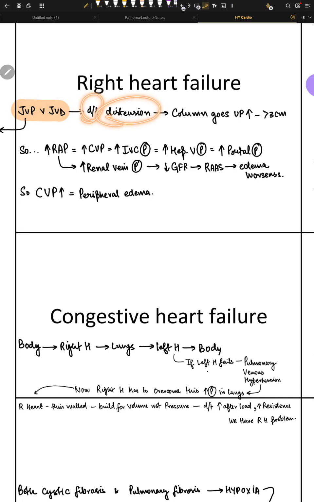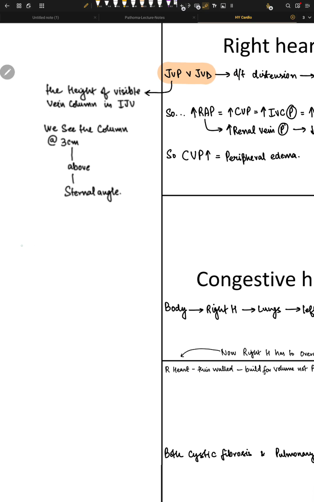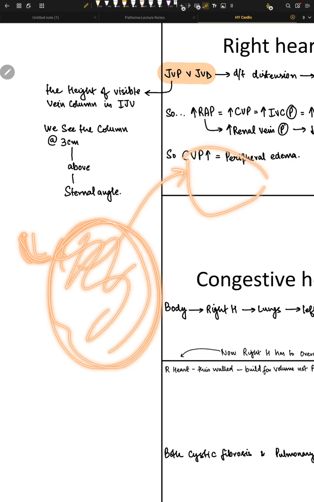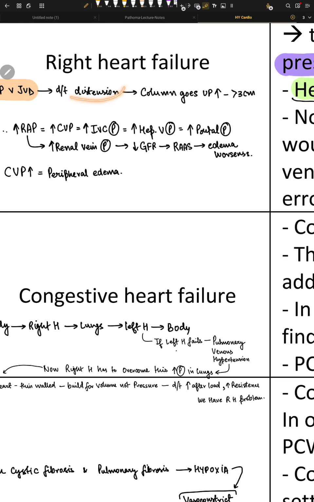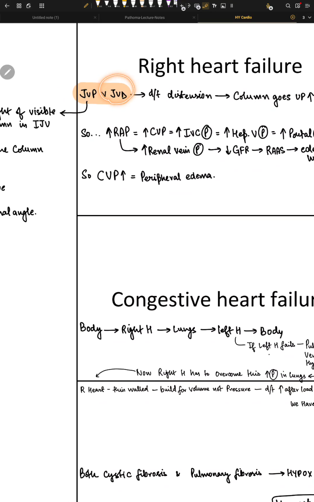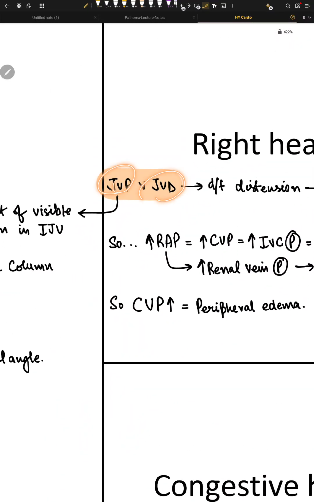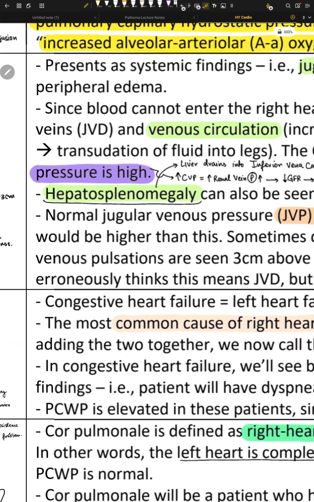Now why is there distension? Because there is some accumulation of blood. This jugular vein also flushes inside the right heart, and then the right heart pushes the fluid inside the lungs, right? So if the right heart is failing, the fluid accumulation will happen in this vein as well, and then we'll have some sort of distension. Due to the distension, the column goes up and it goes more than 3 centimeters. We call that JVD. So that's the concept here around JVD. JVP and JVD are different things.